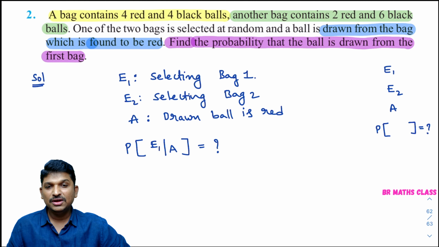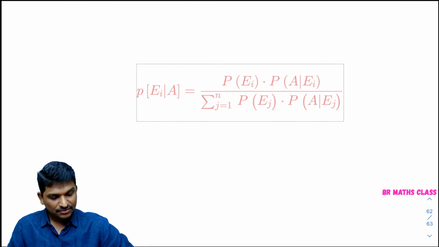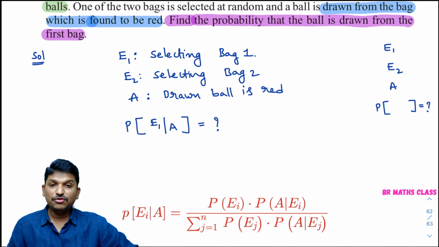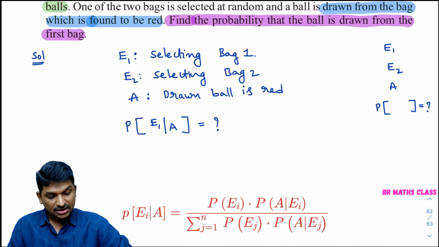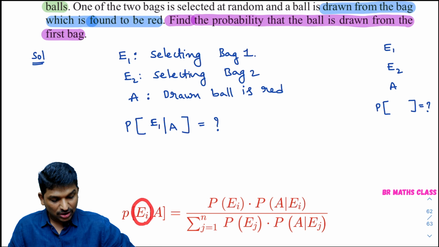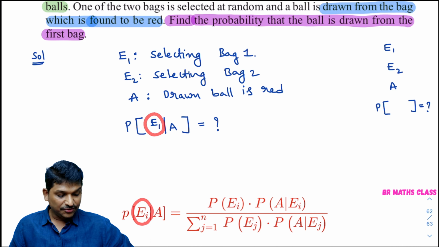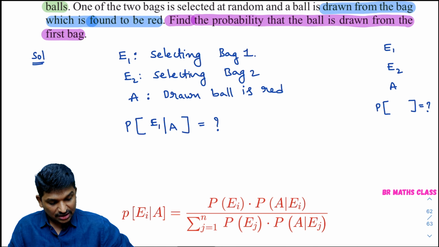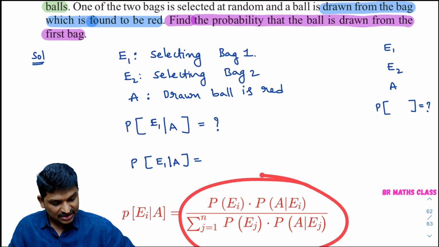I need to calculate P of E1 by A. What is P of E1 by A? This is a Bayes theorem derivative formula actually. This is the Bayes theorem formula, P of Ei by A. Here in place of Ei we have E1. So in this formula, wherever i is there we will write 1. So I'll write this formula here: probability of E1 by A. In this, where i is there you write 1.